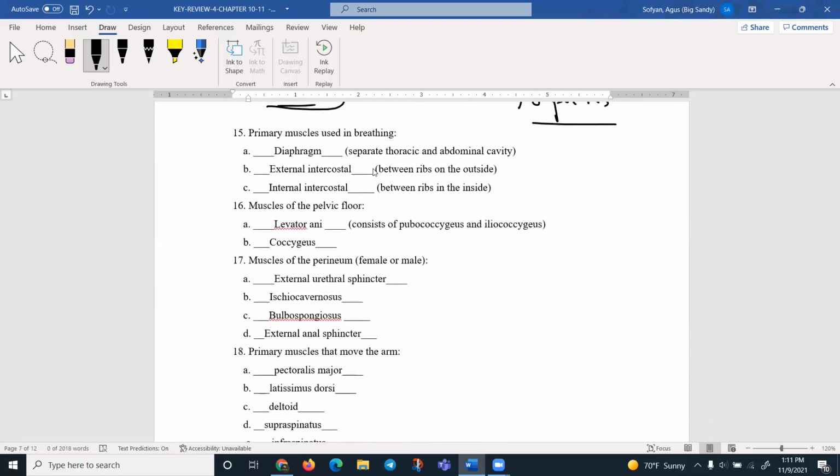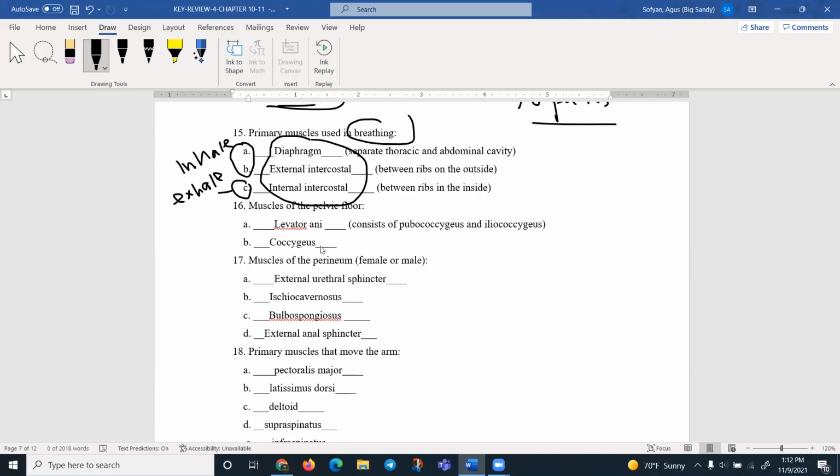Primary muscles used for breathing: diaphragm, external intercostal muscles, and internal intercostal muscles. These 2 over here are synergistic muscles. They contract together for inhale, to take the air in, so for breathing, breathe in. The internal intercostal muscle, when it is contracted, is going to be exhale. Exhalation, breathe out.